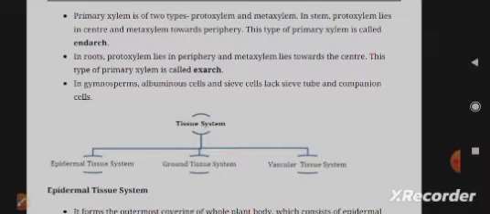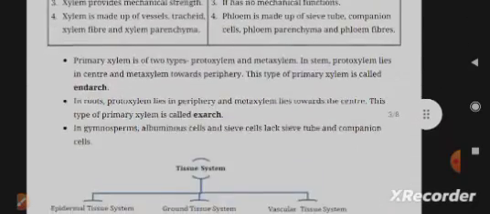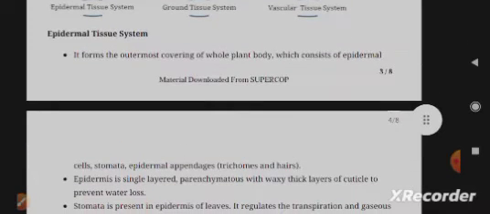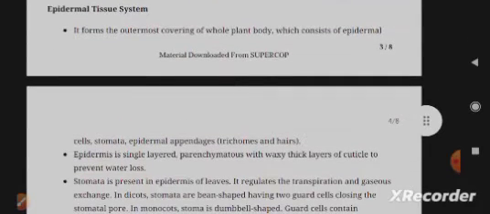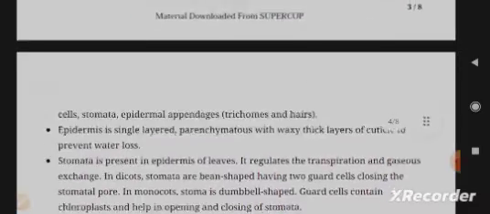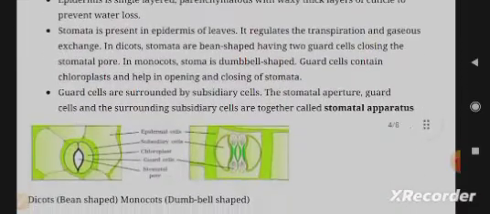Tissue systems: epidermal, ground and vascular tissue systems. Epidermal tissue system forms the outermost covering of the whole plant body, which consists of epidermal cells, stomata, and epidermal appendages such as trichomes and hairs. Epidermis is single-layered and parenchymatous with a waxy thick layer of cuticle to prevent water loss. Stomata are present in the epidermis of leaves. They regulate transpiration and gaseous exchange. In dicots, stomata are bean-shaped, having two guard cells enclosing the stomatal pore. In monocots, the stoma is dumbbell-shaped.